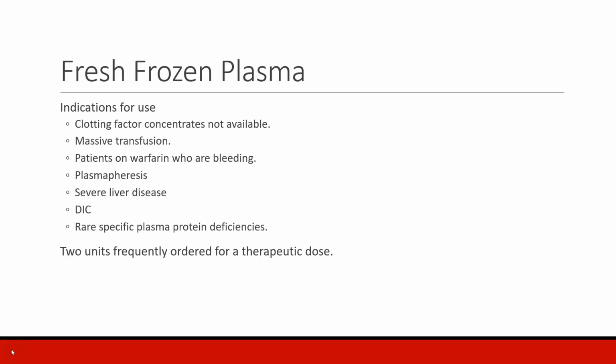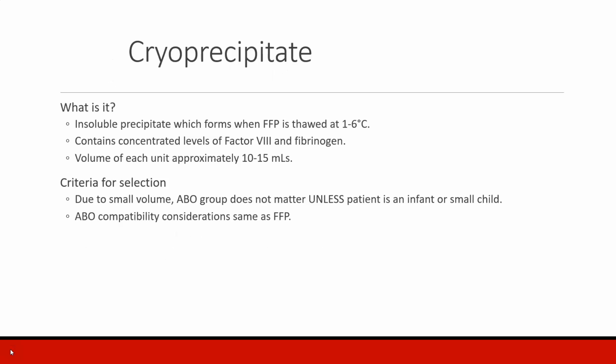And again, verify that the transfusion is needed now before you thaw them out. The next product we will discuss is cryoprecipitate. So what is it? If you recall, when we were talking about the donors and the component preparation, this is an insoluble precipitate which forms when FFP is thawed at 1 to 6 degrees centigrade. That's in the refrigerator. It was discovered that this contains high levels of concentrated factor 8 and fibrinogen.